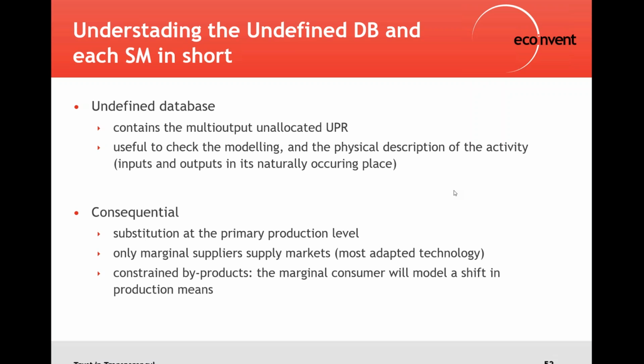Then the three system models, I start with consequential here. Consequential is applying substitution at the primary production level. Only the marginal suppliers are supplying the market, so the most adapted technology to the needs of the market. Those are the only ones that will be feeding the market. And it will consider constraint by-products. It will consider cases where you actually don't have an unconstrained supplier to the market, but you have a marginal consumer that will apply a shift in production means and will be able to supply the market.